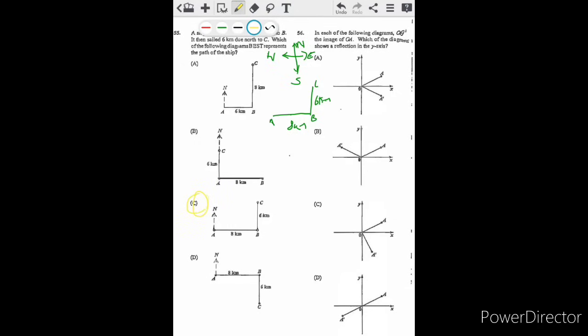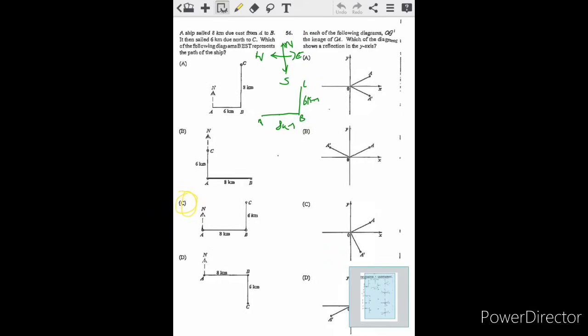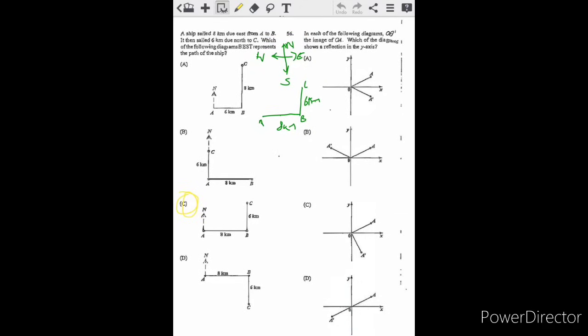Question 56. In each of the following diagrams, OA' is the image of OA. Which of the diagrams shows a reflection in the y-axis? So let's draw our diagram. Okay, let's draw a diagram and use our analysis in order to find our answer. Let's draw it in black.